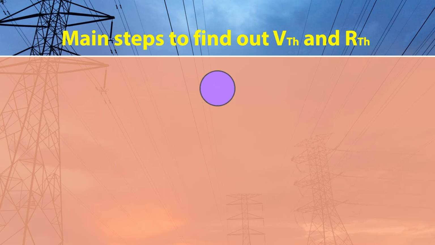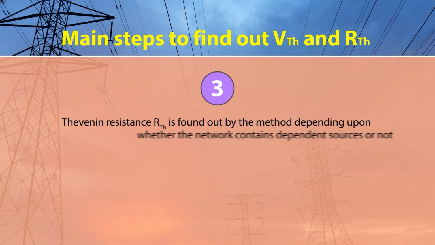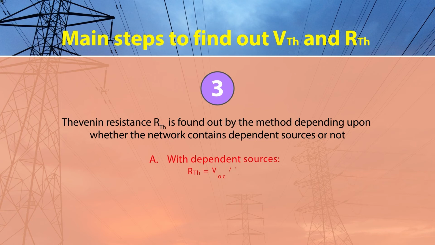Third step: Thevenin resistance RTH is found out by a method depending upon whether the network contains a dependent source or not. If there is a dependent source, then Thevenin resistance can be calculated with this formula. That means you have to calculate the open circuit voltage and the short circuit current.